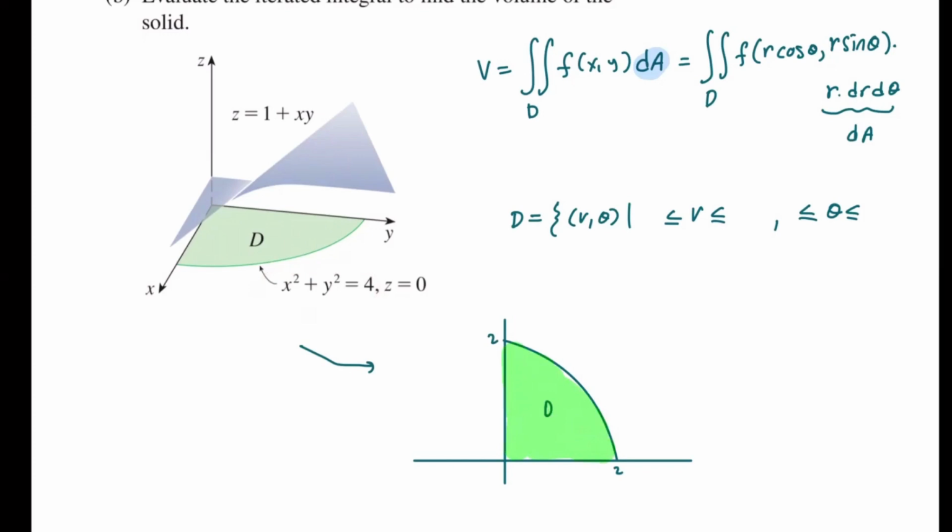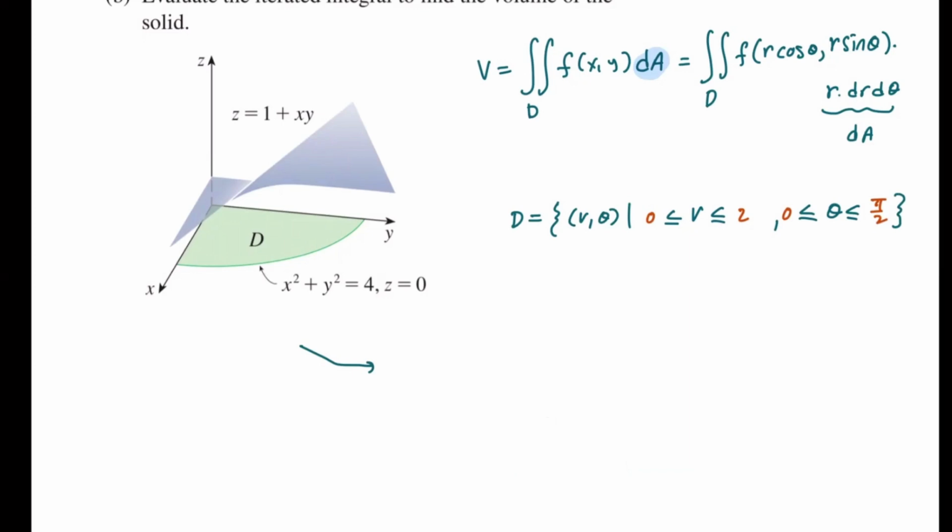So r is the distance from here to here, that's r. It's going to go from 0 to 2. So that's our radius, 0 to 2. And then theta is the starting point of the region from the positive x-axis all the way to here. That is going to be pi over 2. So theta will go from 0 to pi over 2. That is how we're going to describe this region in polar coordinates.